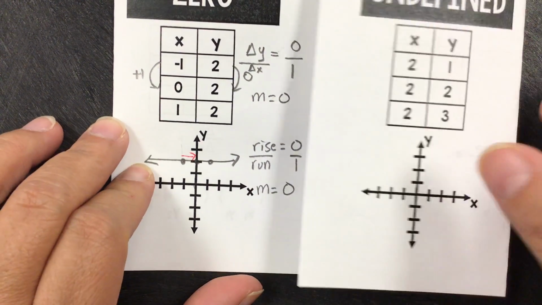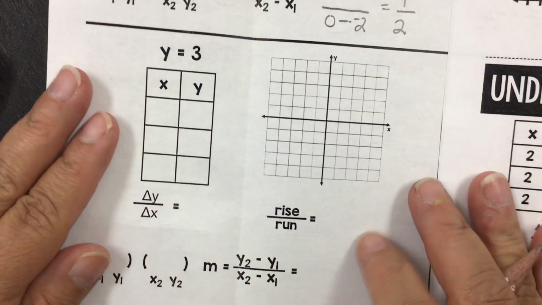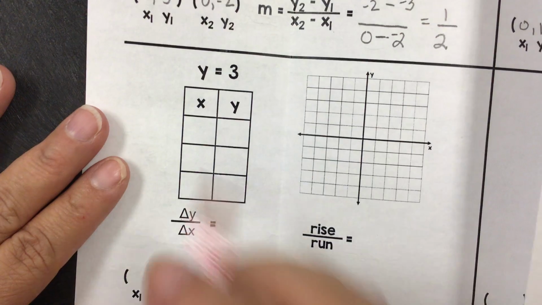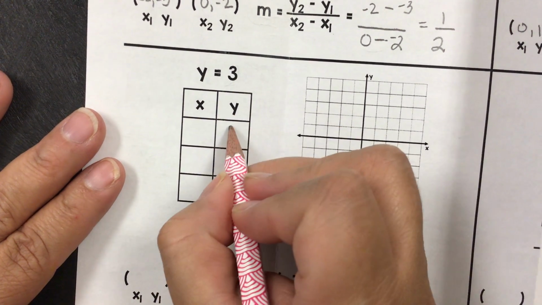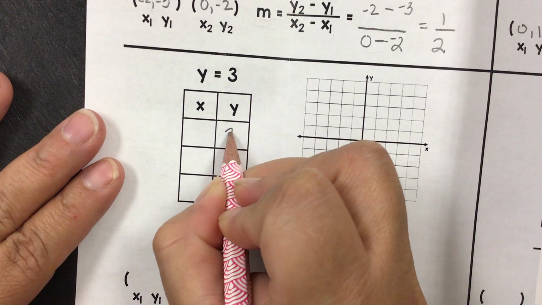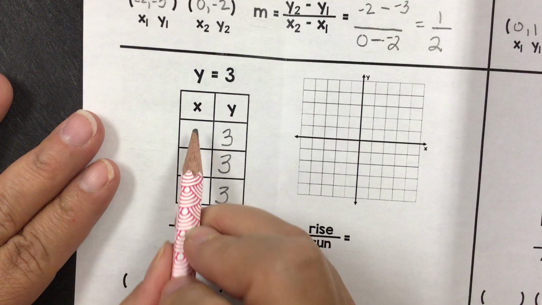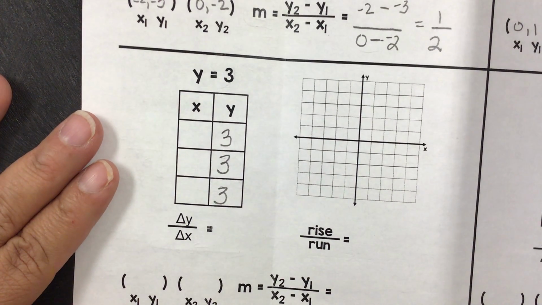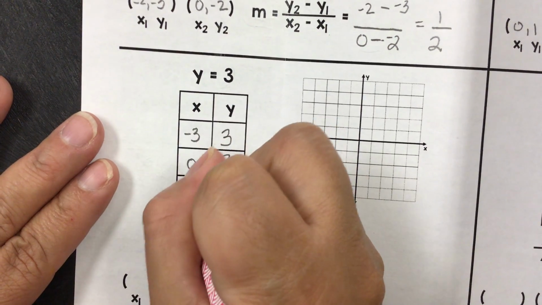Let's take a look inside. We've seen equations like this before. We had y is equal to 3. That means y is 3, y is 3, y is 3. Then what are the values of x? Whatever you want. I'm going to say negative 3, 0, 3.